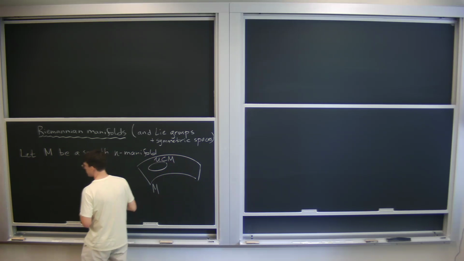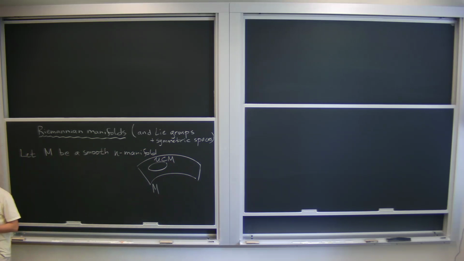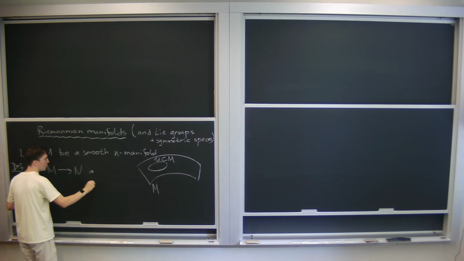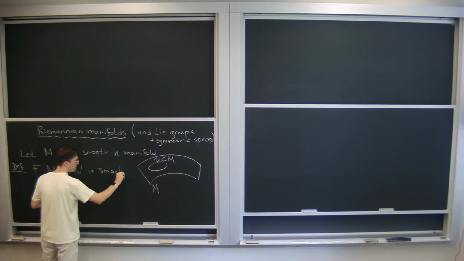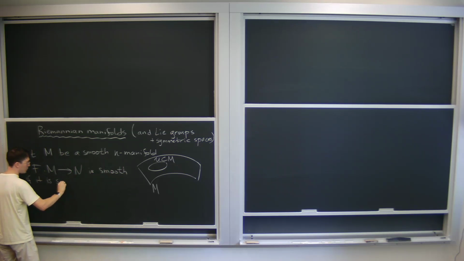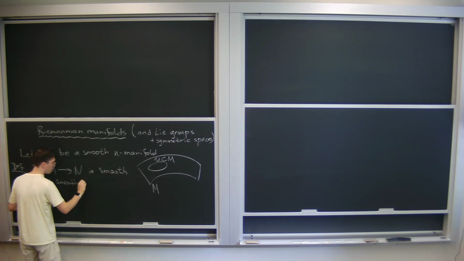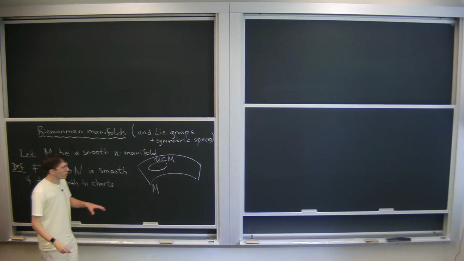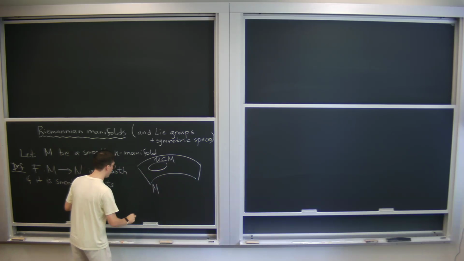This definition actually allows us to define smooth maps between manifolds. So the definition: F from manifold M to N is smooth if it is smooth in charts. Looking at the picture, we have manifolds here.